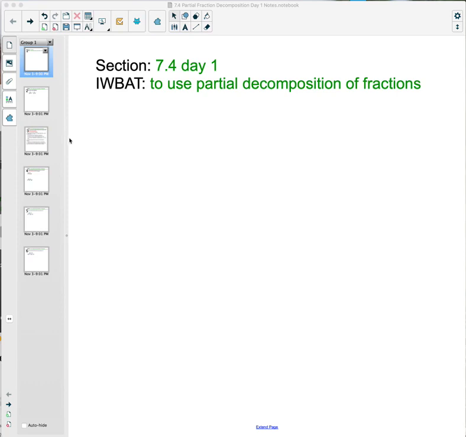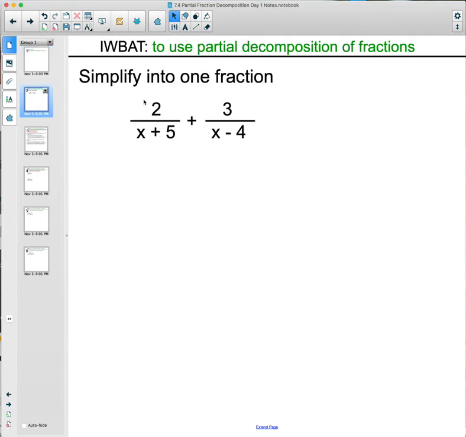In this video, we are going to start with our introduction to partial fraction decomposition. The first thing I want to do is show how to put two rational functions, two fractions with variables in the denominator, into one fraction. So if we simplify this into one fraction, what we would want to do is decide what we could get as a common denominator.